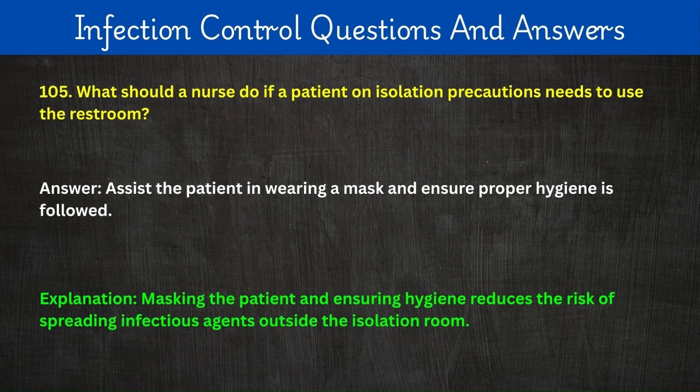105. What should a nurse do if a patient on isolation precautions needs to use the restroom? Answer: assist the patient in wearing a mask and ensure proper hygiene is followed. Explanation: masking the patient, and ensuring hygiene reduces the risk of spreading infectious agents outside the isolation room.